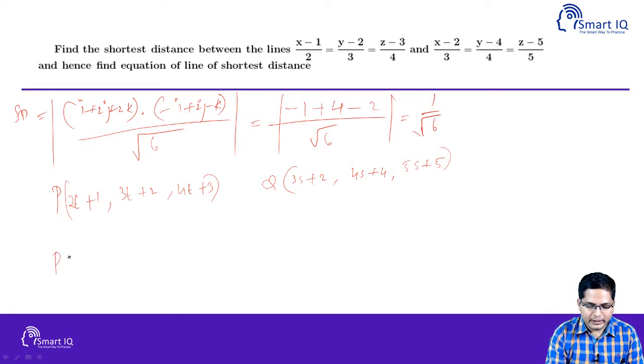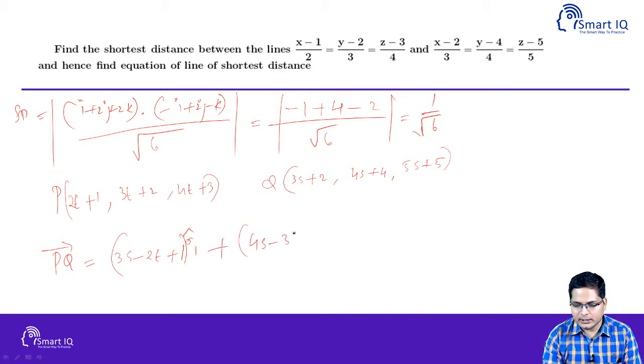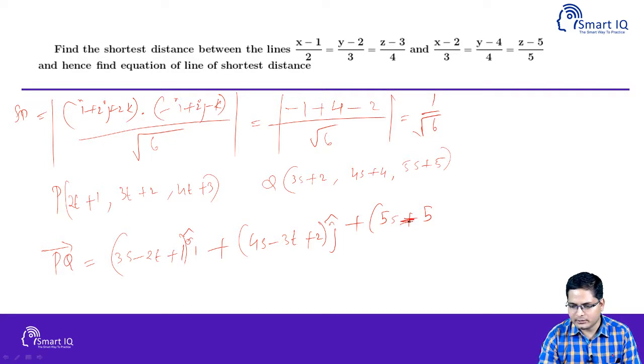Now let us find the PQ vector. So what is the PQ vector? Q vector minus P vector. So just subtract: 3s plus 2 minus 2t minus 1, that is (3s minus 2t plus 1) i cap, this is a vector, right, plus (4s minus 3t plus 2) j cap, correct, and the last one is (5s minus 4t plus 2) k cap. This is the direction of PQ.